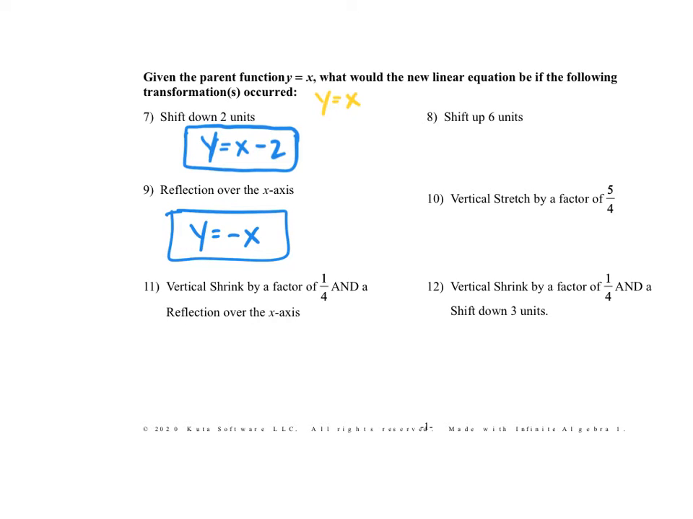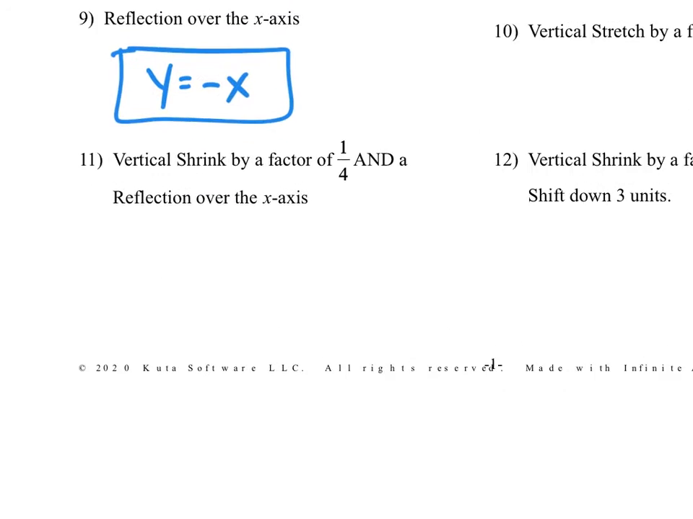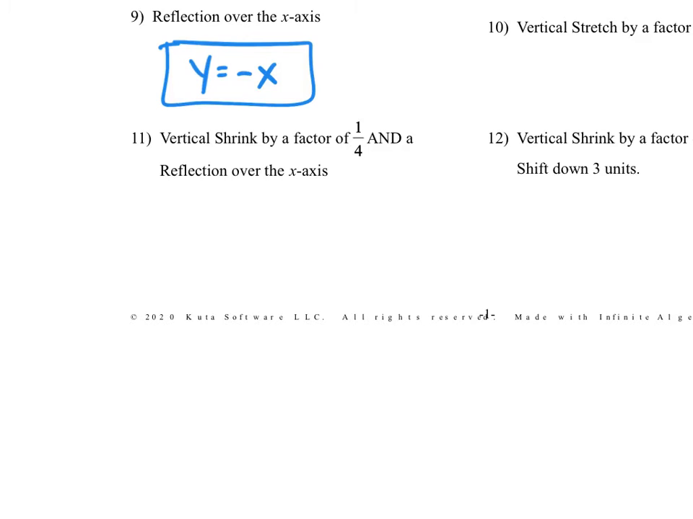Now, which one? I'll let y'all pick. 10, 11, or 12? 11. Perfect. We'll just go straight down this. On number 11, they give me a couple directions. They want a vertical shrink by a factor of 1/4 and a reflection over the x-axis.